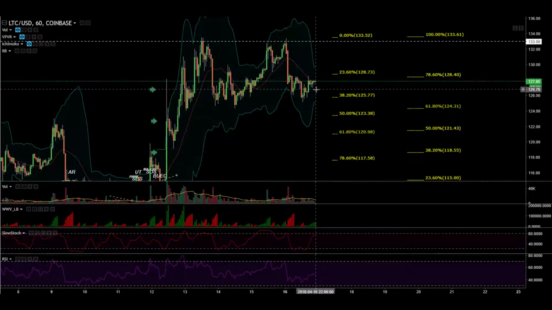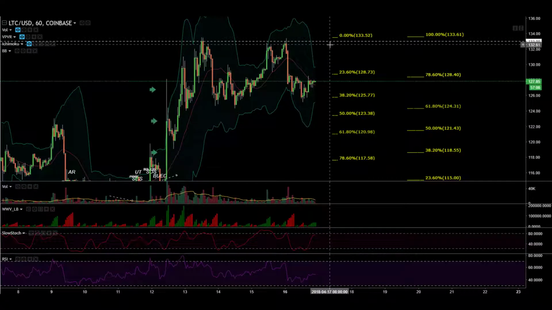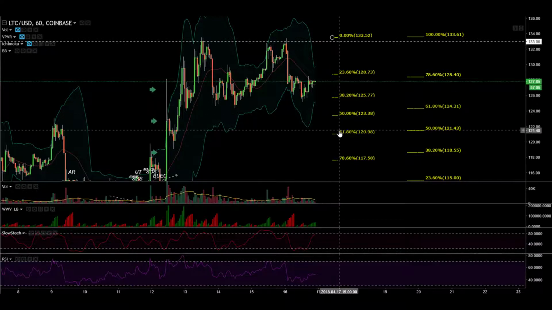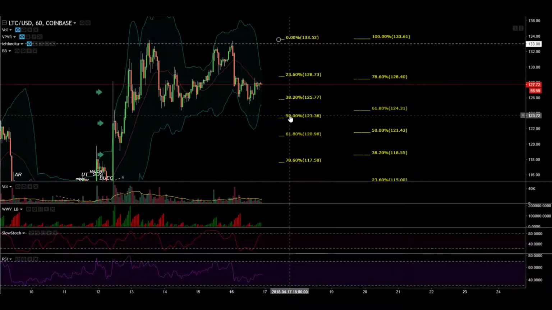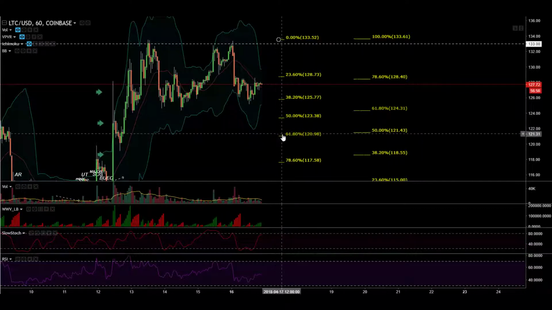So again, I'm a little bit biased that we rally a little bit higher. I think that prices will then be manipulated and pushed back down. If so, look for support here, 61.8, around 120.98, 121, and then 123. That may be a lower risk entry that would present here on the long side.